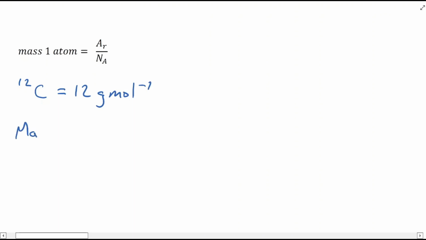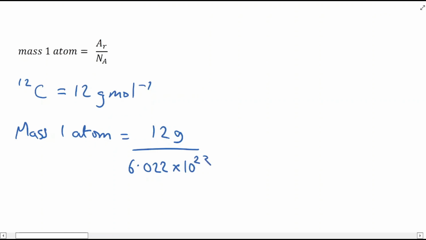So we can go the mass of 1 atom equals 12 grams divided by Avogadro's number, 6.022 times 10 to the power of 23. And then when we put that in our calculator, we get 1.99 times 10 to the minus 23 grams. And that's how we work out the mass of 1 atom.